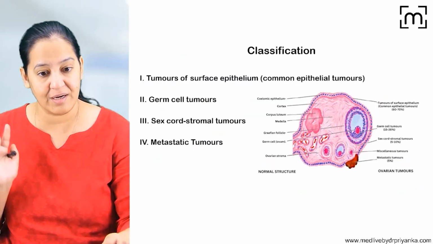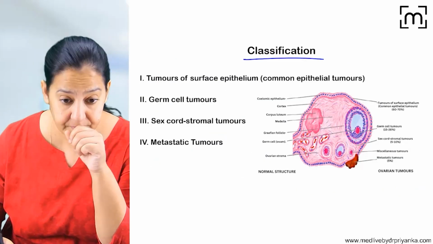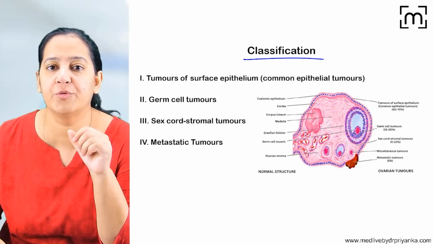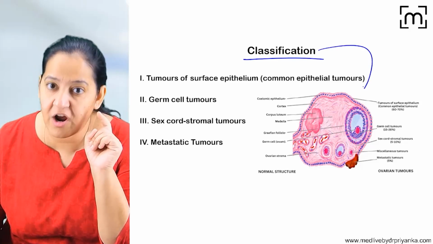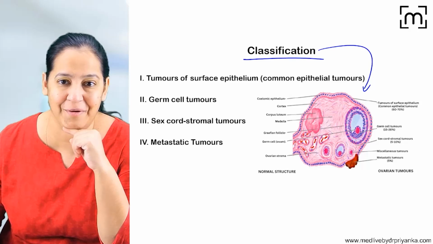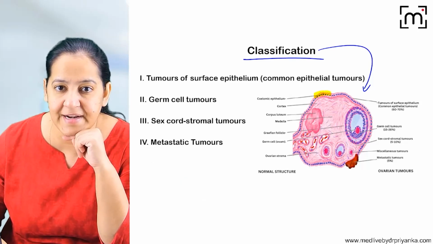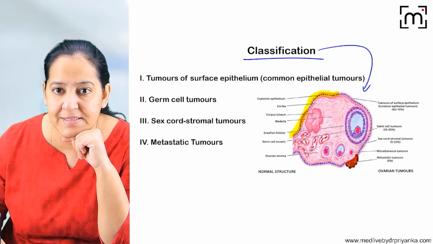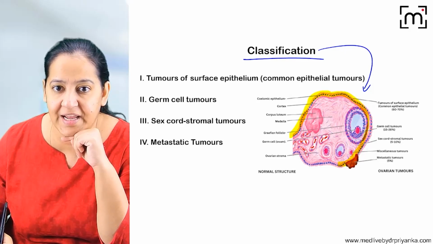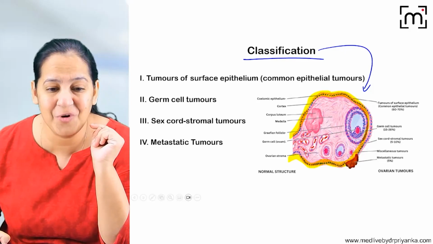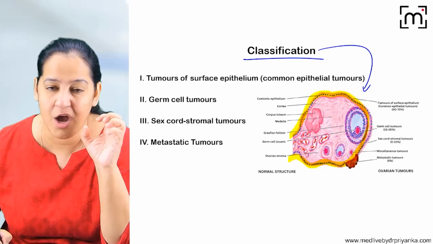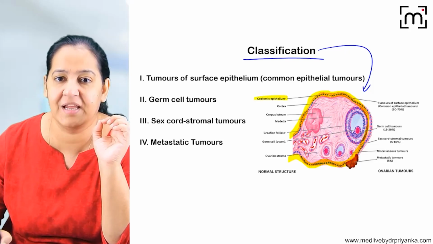First of all, let me tell you the classification of ovarian tumors. To understand the classification of ovarian tumors, you have to understand the diagram of the ovary. Have a look at the diagram of the ovary. Can you see the diagram of the ovary? In the diagram, you can see this lining is known as coelomic epithelial lining. The lining of the ovaries is known as coelomic epithelial lining.